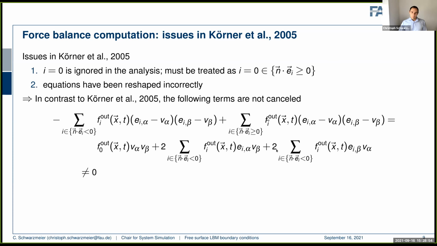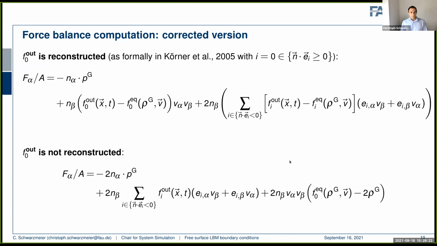However, if you really perform that and if you really compute everything, you see that this is not 0. So we have some other terms that are disturbing here. And my suspicion is that the authors initially formulated this force balance in a way that does not respect Galilean invariance, and then just added all those velocity shifts here. But as soon as you do this, the force computation is not balanced anymore. But now let's do a corrected version of this force balance computation.